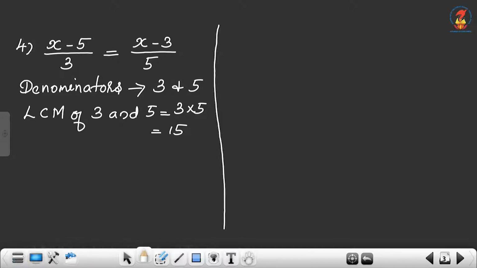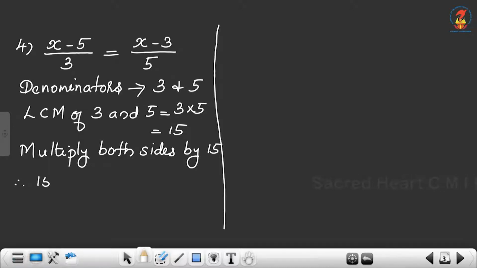Now the next step is to multiply both sides by the LCM. Multiply both sides of the equation by 15. Therefore, 15 into (x - 5)/3 equals 15 into (x - 3)/5.